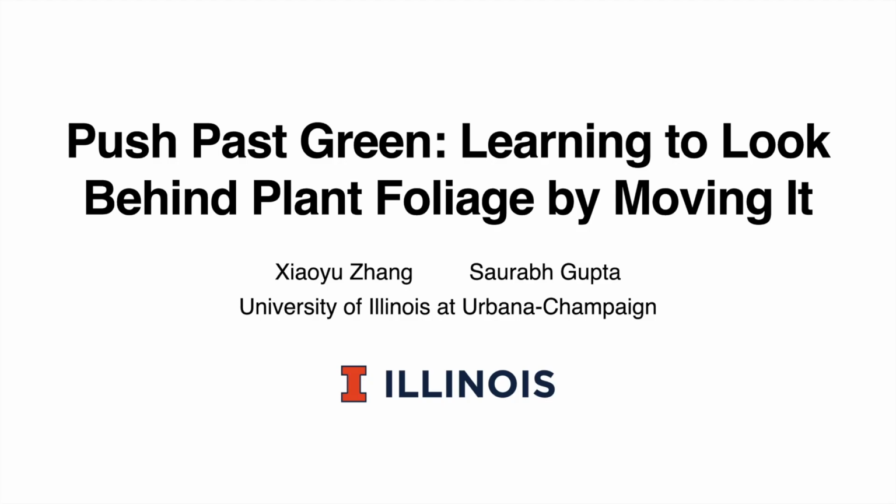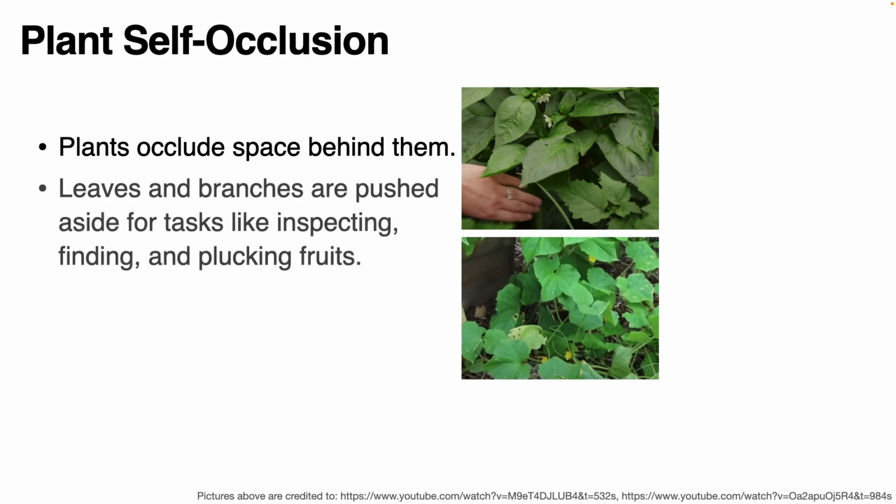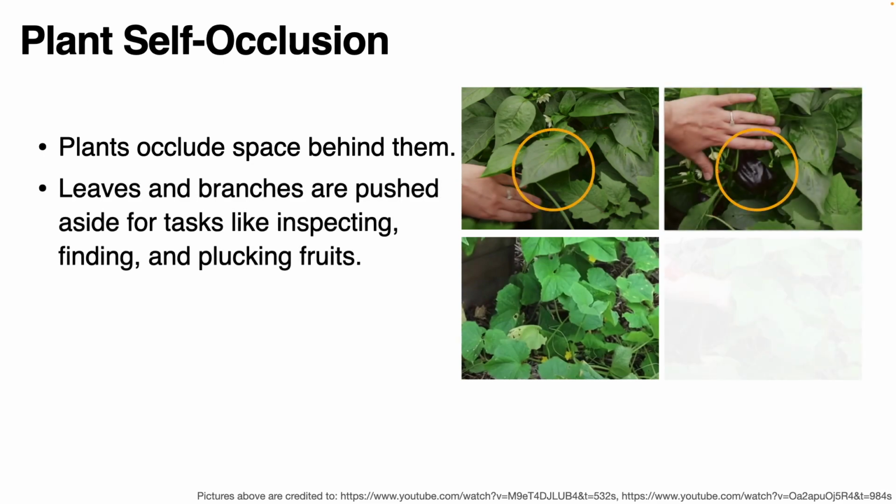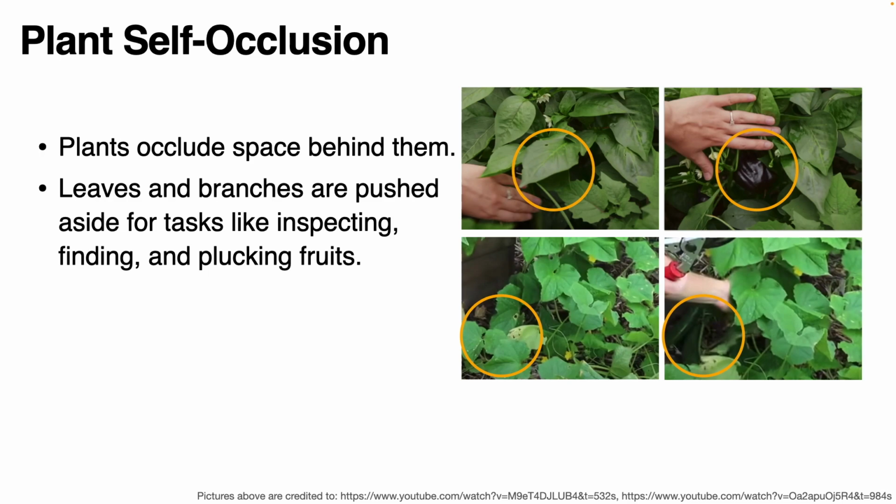Today, I'll present our paper titled Push Past Screen, Learning to Look Behind Plant Foliage by Moving It. The plant self-occlusion problem is prevalent in many agricultural activities. Plants occlude space behind them. Leaves and branches are pushed aside for tasks like inspecting, finding, and plucking fruits.